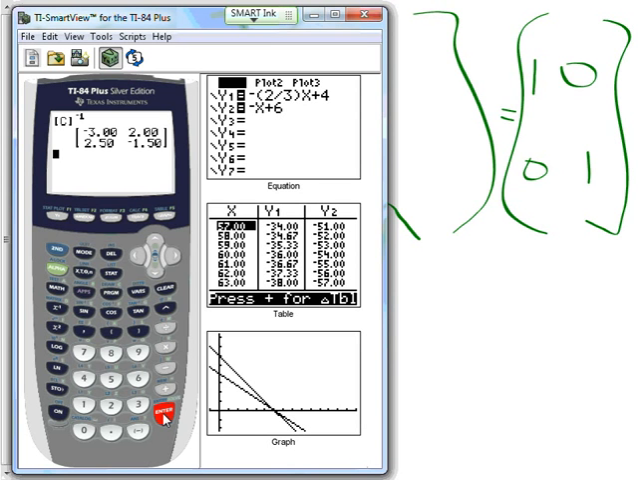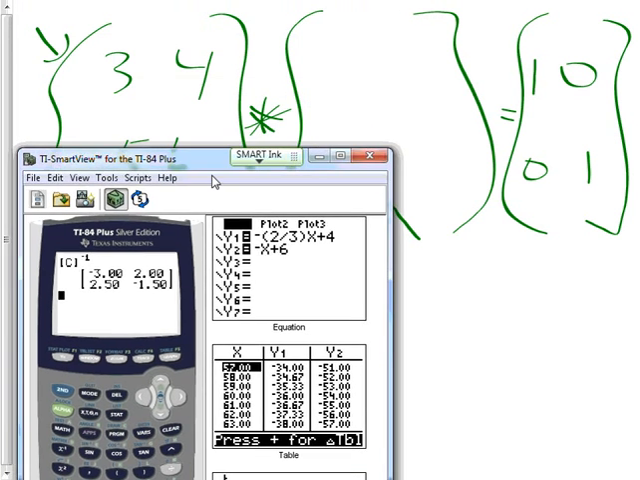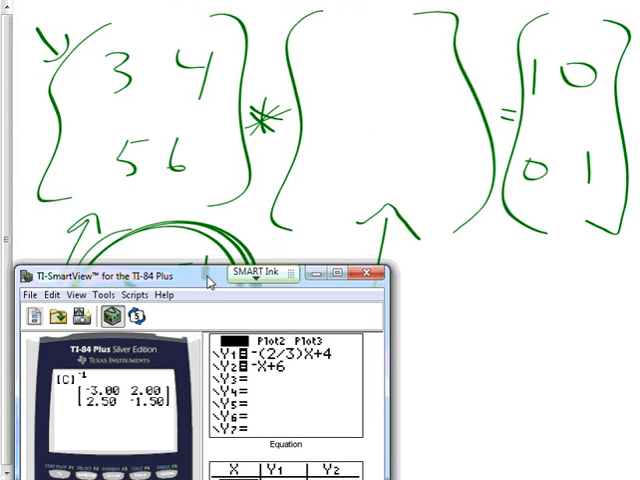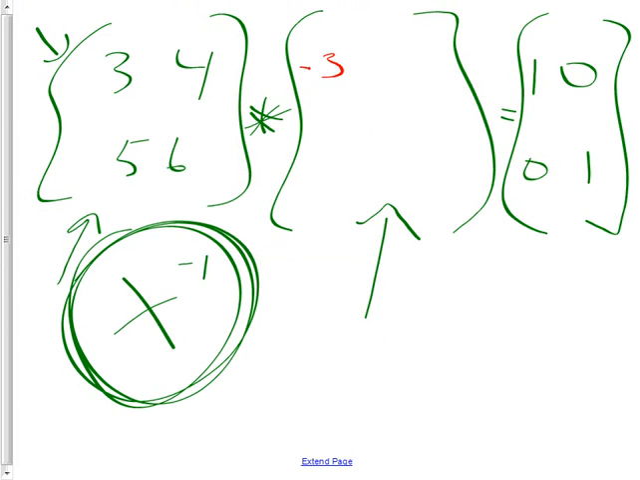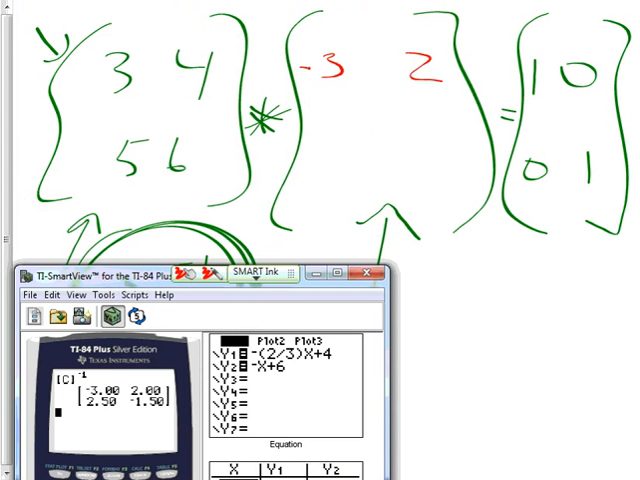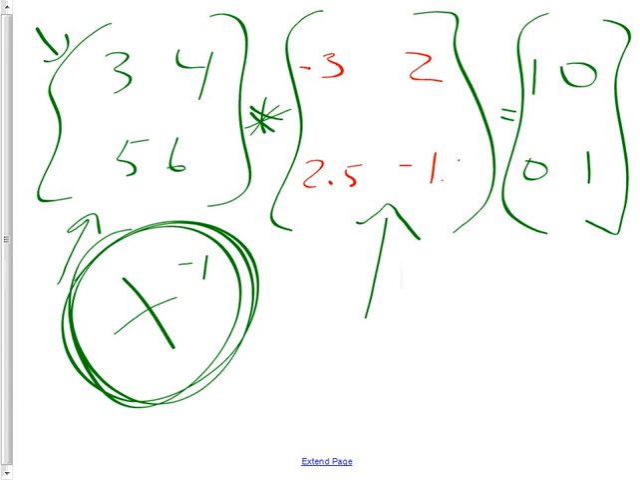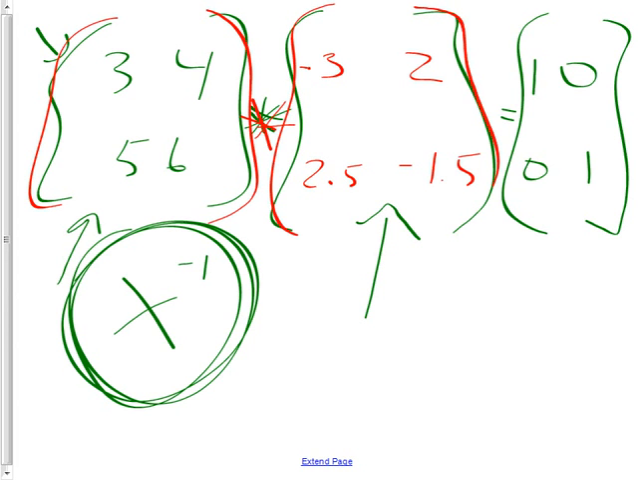All right. So what's special about this? I figured out by using my calculator what this special thing is: -3, and then 2, and then 2.5, and -1.5. If I multiply this times this matrix, I get the identity matrix. I get basically like getting 1.